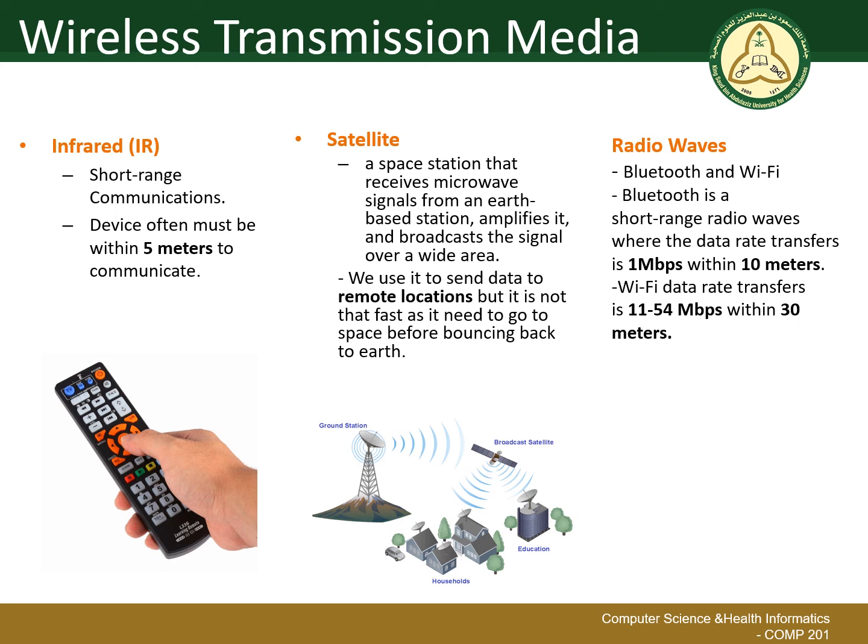Third one is the radio wave. Bluetooth and Wi-Fi, that's the radio wave. Bluetooth is a short-range radio wave where the data rate it transfers is 100 megabytes per second within 10 meters. So the distance is 10 meters. The Wi-Fi data rate it transfers is between 11 to 54 megabytes per second within 30 meters. So there is a difference in the rate and there is a difference in the distance between the Bluetooth and the Wi-Fi.